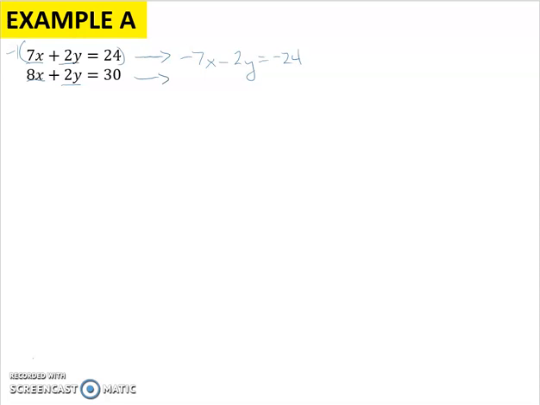The bottom one, I'm going to leave alone because it has that 2y, which is going to create a zero pair. So watch what happens. I have 8x plus 2y equals 30. I'm going to add these equations together. This -2y plus 2y, that's my zero pair. That means I'm only left with x. Sweet, I get to solve for x, right? So -7x plus 8x is positive x, and -24 plus 30 is positive 6. So hey, look at that. x should be 6. Sweet, loving it.